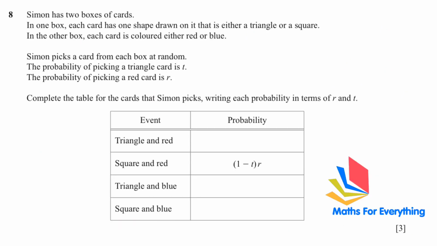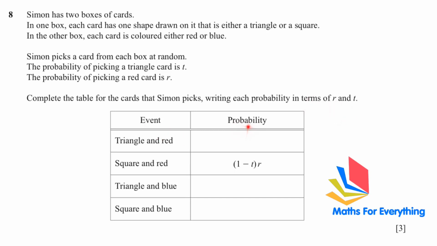So question number 8. Simon has 2 boxes of cards. In one box, each card has one shape drawn on it, that is either a triangle or a square. In the other box, each card is colored either red or blue. Simon picks a card from each box at random. The probability of picking a triangle card is T. The probability of picking a red card is R. Complete the table for the cards that Simon picks, writing each probability in terms of R and T.